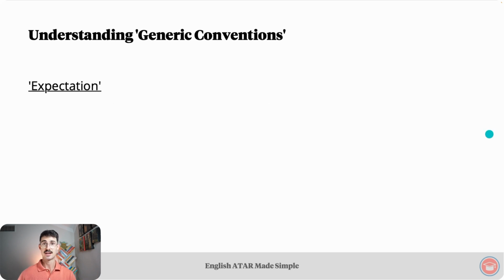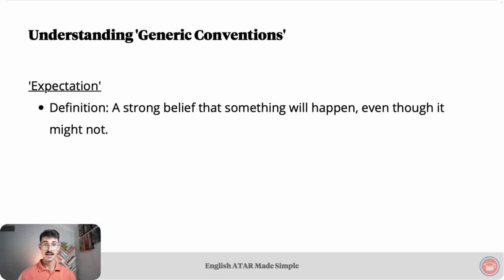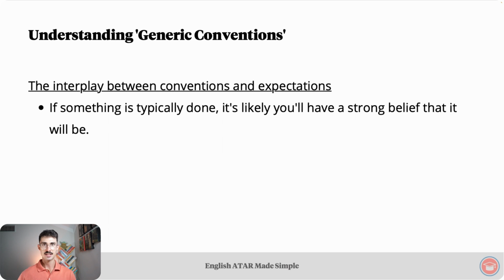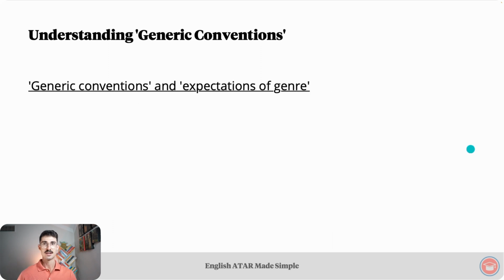We also revised our definition of expectation, which is a strong belief that something will happen, even though it might not. Then we looked at the interplay between conventions and expectations. We learned that if something is typically done, it's likely you'll have a strong belief that it will be. It's likely you'll expect that thing to be done. From there, we looked at the terms generic conventions and expectations of genre.